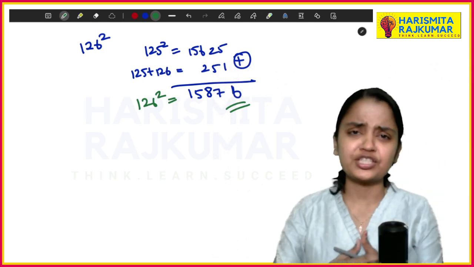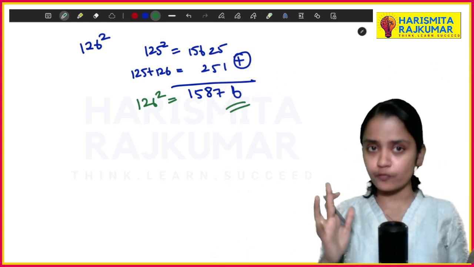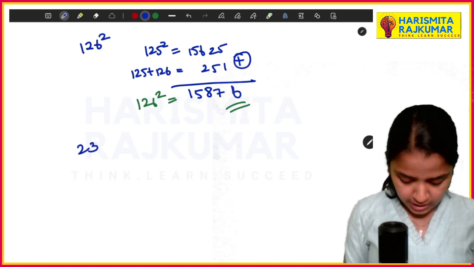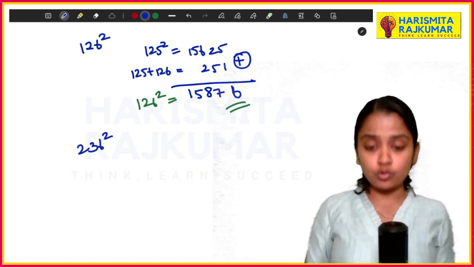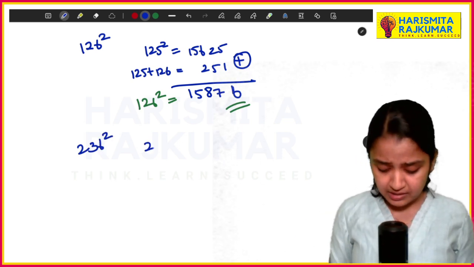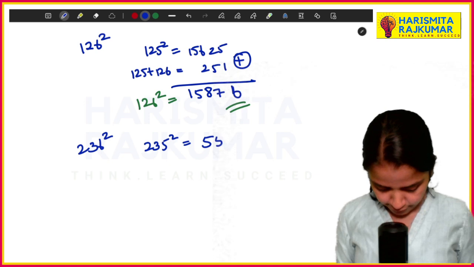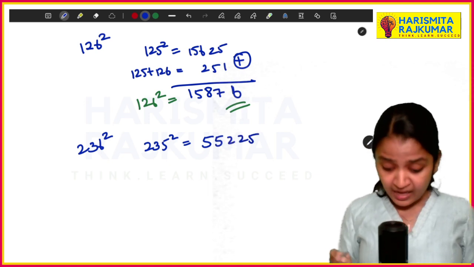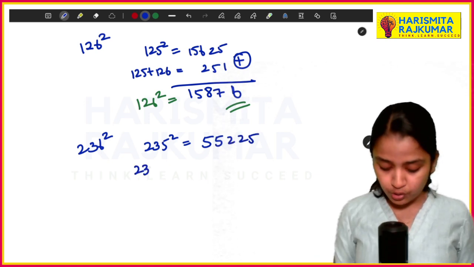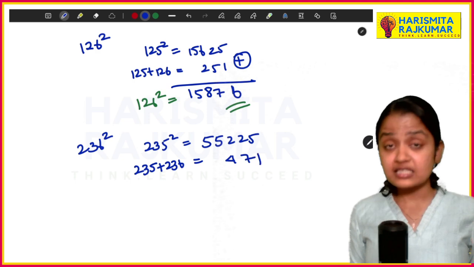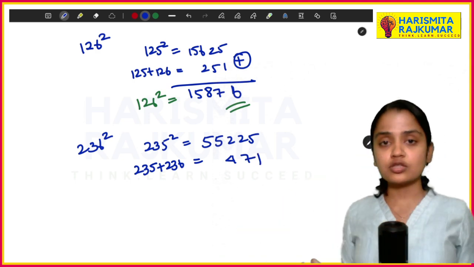Now let us check another example of a triple digit number, which is 236 square. So when I take 236 square, first I have to take the predecessor square, 235 square, which is nothing but 55225. And what I'm supposed to do, I have to add 235 plus 236. What am I getting? 471, right?